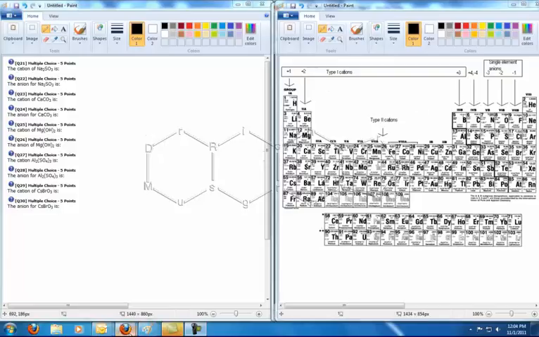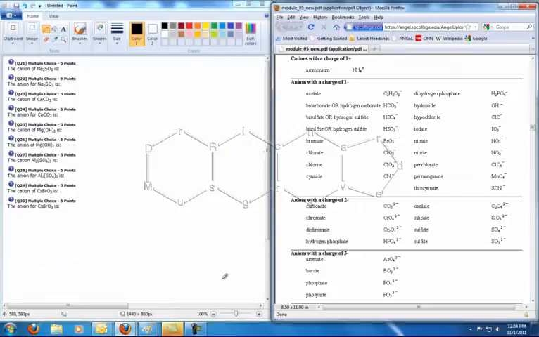But again, what I want you to do is get into the habit of not looking at the periodic chart to get the positive charge on the cation, because it doesn't always work for you. There are going to be cations that you don't know the charge for. Those will be the type 2, so you're going to have to figure that out based on the charge on the negative side of the compound.